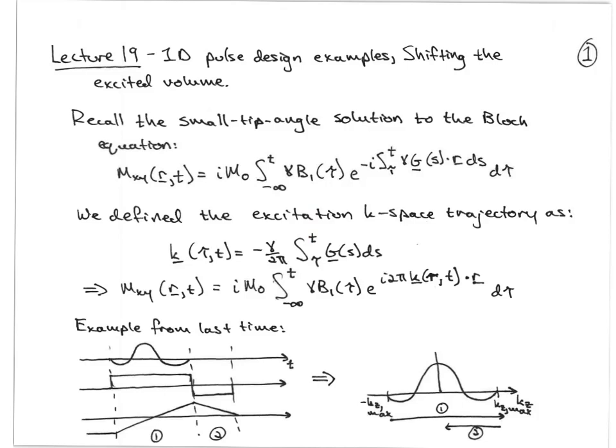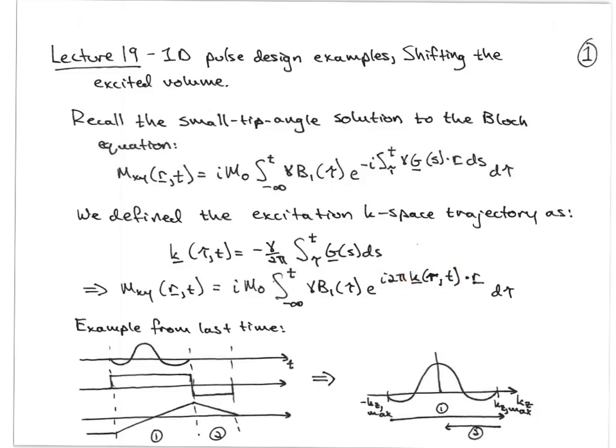Okay, so then you can insert this into the above equation and get that the transverse magnetization excited by the pulse, evaluated at the end of the pulse at time t, is equal to i m0 times the integral from minus infinity to t of gamma b1 times this complex exponential involving k-space. So note that the k-space trajectory here is in cycles per centimeter.